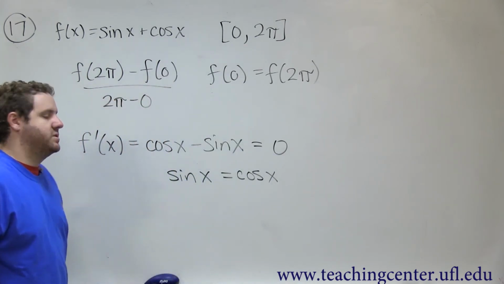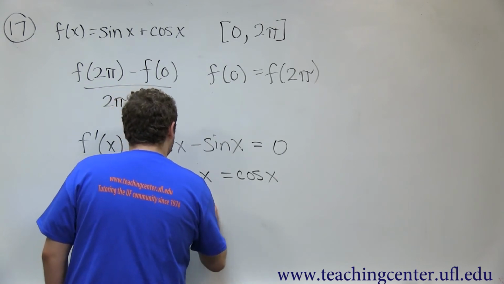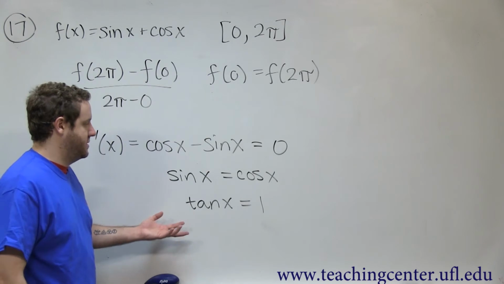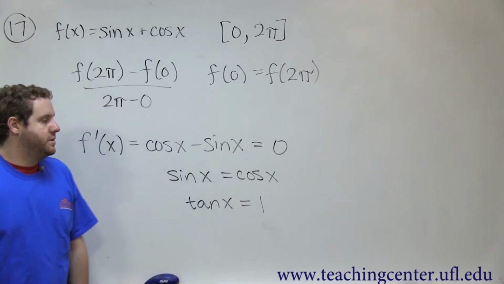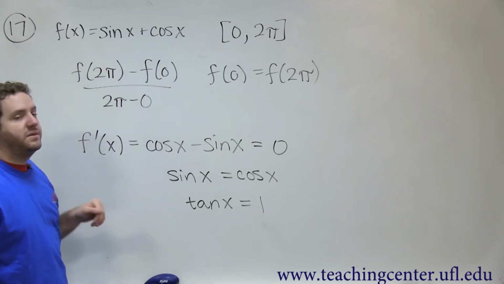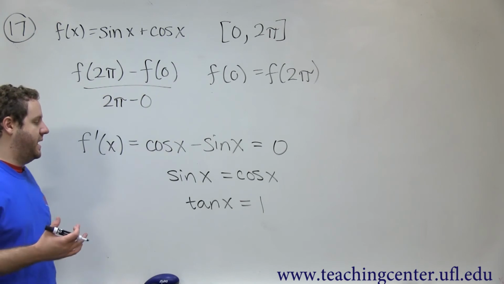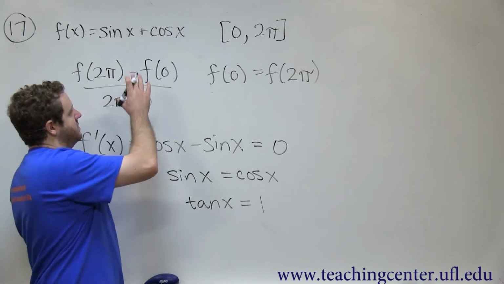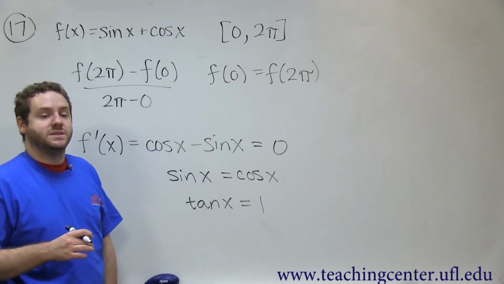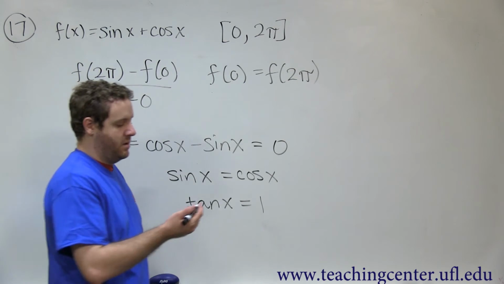You could probably start solving it right there, but let me do one more step. I can divide by cosine to get tan x equals 1. That might be easier to see. The points on this curve that have derivative 0 are the ones that satisfy this equation, tan x equals 1. If we find those x values, they give us a derivative of 0, a slope of the tangent line of 0. So where is tangent x equal to 1?